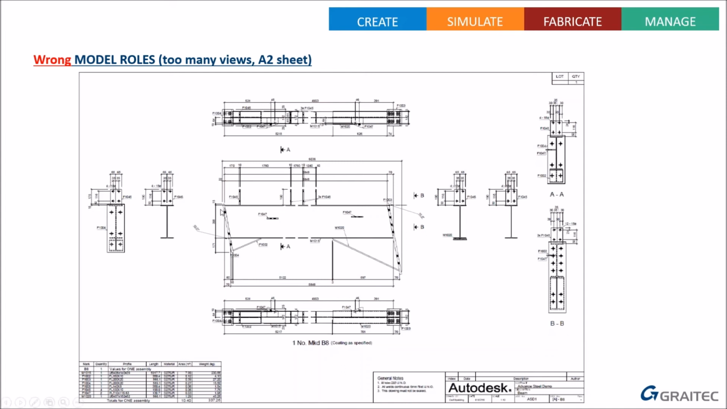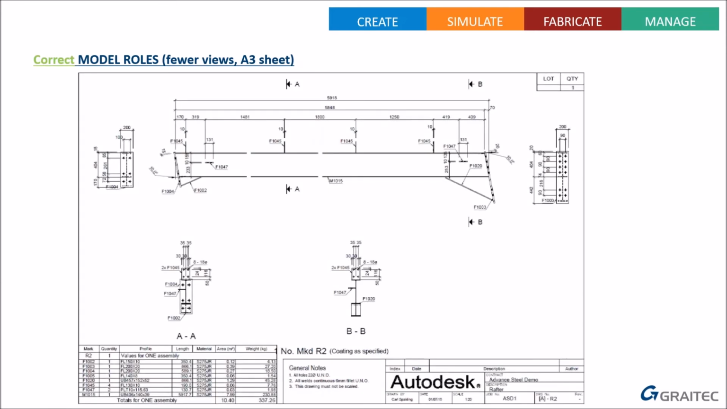Notice the gusset plates here are not dimensioned at all. It's on an A2 sheet. It's 120, I think. Can't quite read that. It's not great. But if I change all the model roles, I have changed nothing in the model, just the model roles, I'll get this drawing instead.